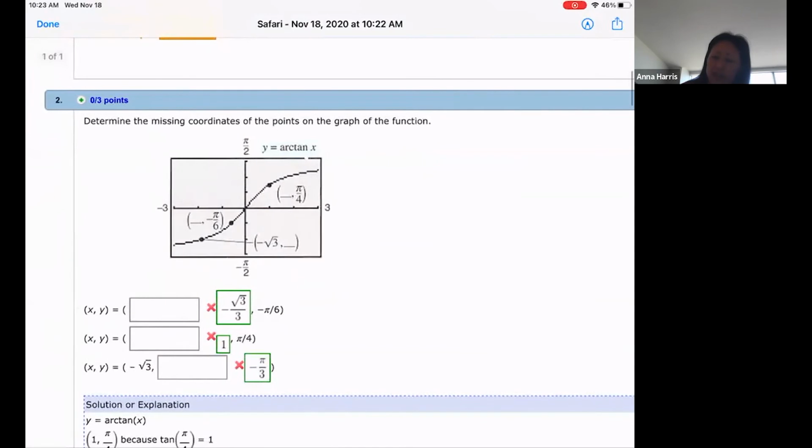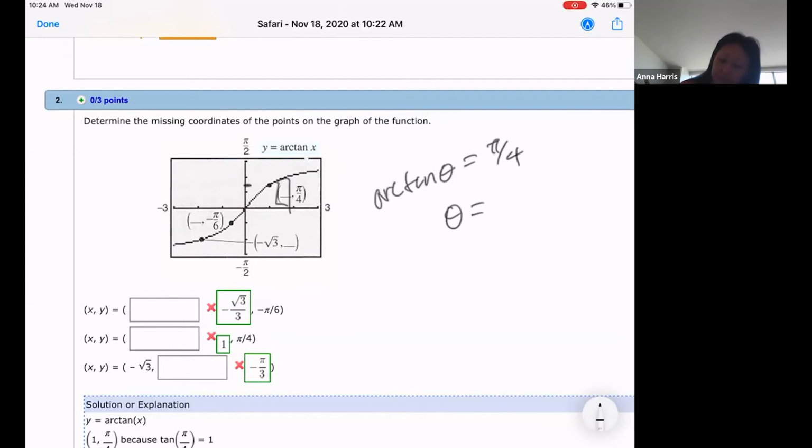All right, same thing here. They're asking you to figure out what this number should be when y bar is pi over 4. So in other words, they're asking you arctangent y is equal to pi over 4. Then you're going to say, okay, what is tangent pi over 4 equal to? Square root 2 over square root 2 would be 1. All right, so that's what we're going to do.